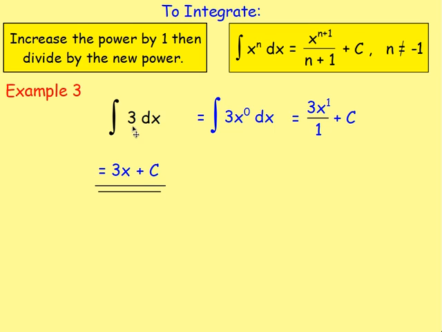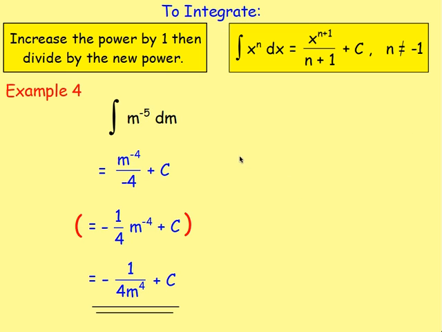But the quick way of doing it, if you ever integrate just a number, and you're integrating with respect to x, just put an x beside the number when you integrate. And remember, plus c. It's the exact same if you have a negative index. So we're integrating m to the power of negative 5 with respect to m. Add 1 to the power. Negative 5 will increase and go up to negative 4. Divide by the new power, divide by negative 4, and that will be your answer.